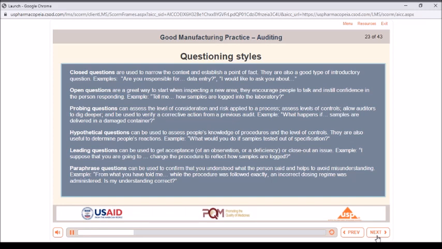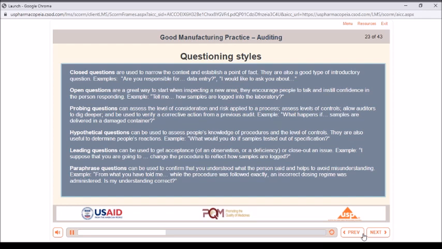Open questions are a great way to start when inspecting a new area. They encourage people to talk and instill confidence in the person responding. Example: Tell me how samples are logged into the laboratory.